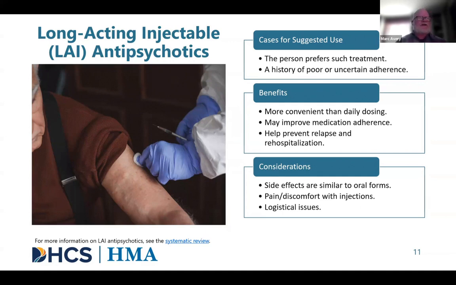These long-acting injectable medications can reduce the need to remember to take medication every day, and they can be convenient in other ways too. You don't have to carry the pills around with you wherever you go. Some patients find this more convenient, and it may improve medication adherence. Long-acting antipsychotics have been shown to be effective in preventing relapse and rehospitalization.